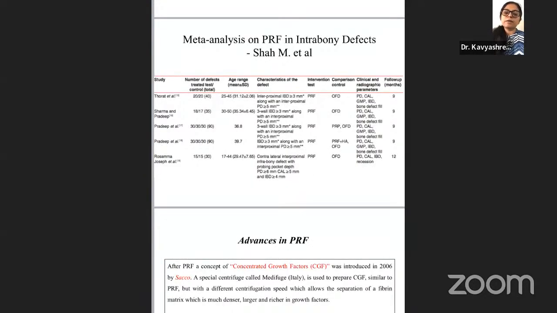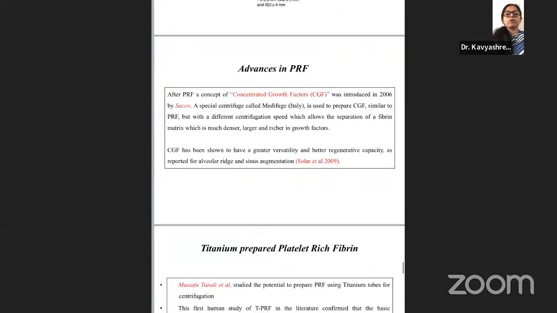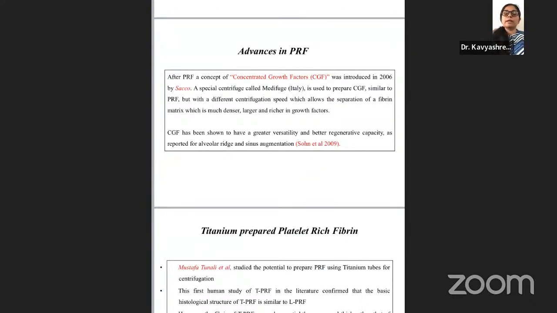Coming to the meta-analysis by Shah et al. on PRF, he compared various studies, and all the studies have shown positive results, whereas in PRPs, we had some negative results and neutral results. But in PRF, all the studies have shown improved results. So this can be a guiding path for us to use PRF on a daily basis. Coming to the advances in PRF.